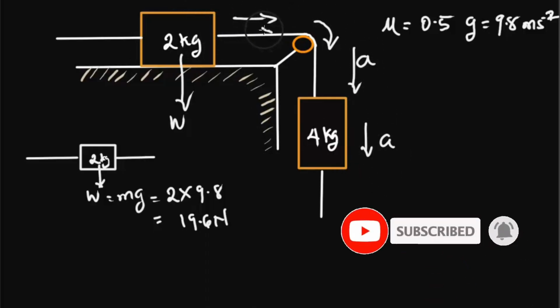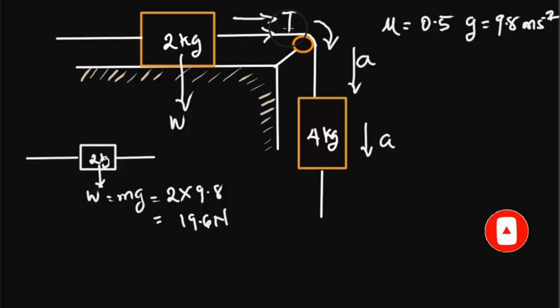For this 2 kg block, because the acceleration is going downwards in this direction, that means the tension in the string is going to be in this direction. Then there is a force that will oppose the motion of the block, and that is our frictional force, which is in the opposite direction.